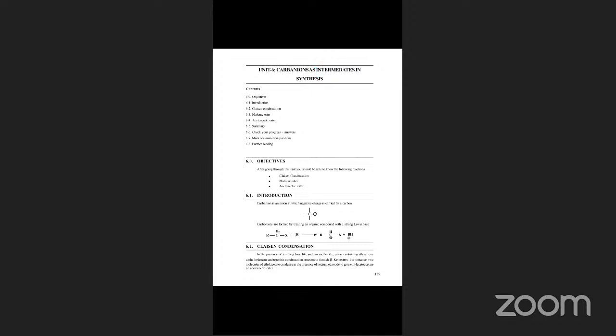See this reaction. R, C, H, H, X plus B. If B is the base, it attracts the H plus ion. That is why the bond shifts towards carbon. It is converted into R, C minus H, with the remaining X, and B plus H gives BH. This is known as carbanion. Clear?